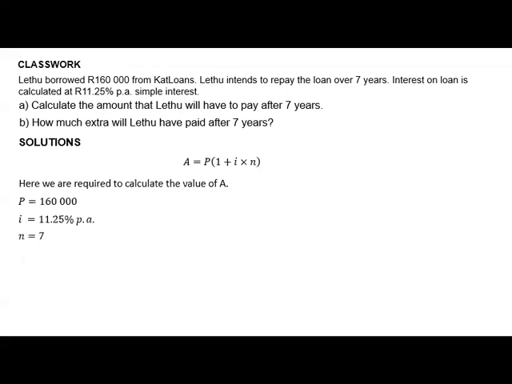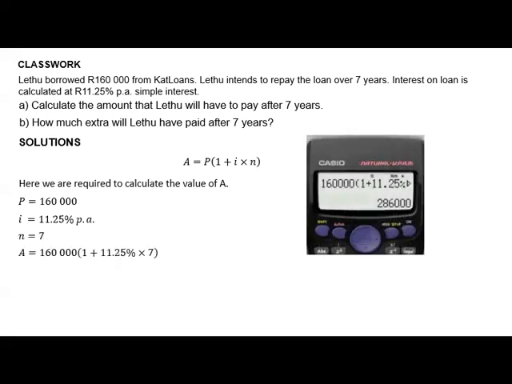Now, to calculate A, you will simply substitute all of those into the formula. Where there is P, you will substitute 160,000. Where there is I, you will substitute 11.25%. And where there is N, you will substitute 7. Putting this into your calculator, it will give you 286,000. And that's how much Letu will have to pay back after 7 years.